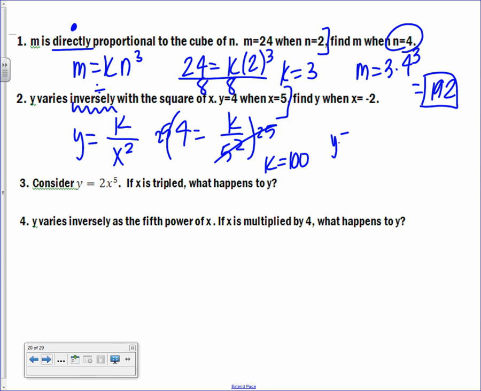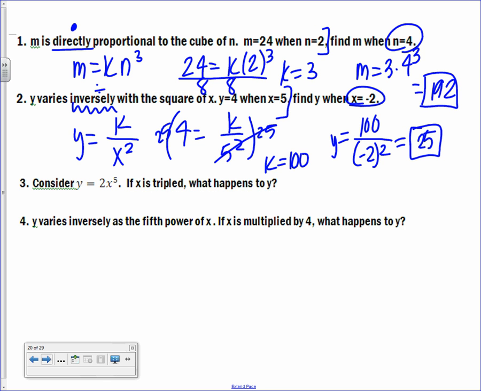Now I can plug that back into my equation. I have 100 over x squared, and the question is to find y when x is negative 2. So negative 2 squared. Please notice I put my negative 2 in parentheses and my square on the outside, because that should give me a positive 25 for an answer.